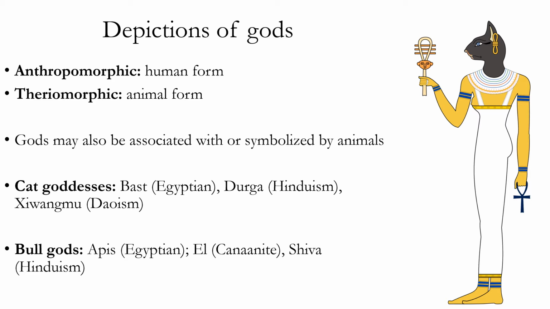There are many bulls used to depict or associated with gods in ancient religions. An example is the Apis bull from Egyptian religion, who was associated with death and rebirth. The god El from ancient Canaanite religion. This was the religion out of which Judaism evolved, at least in part. And Shiva in Hinduism.